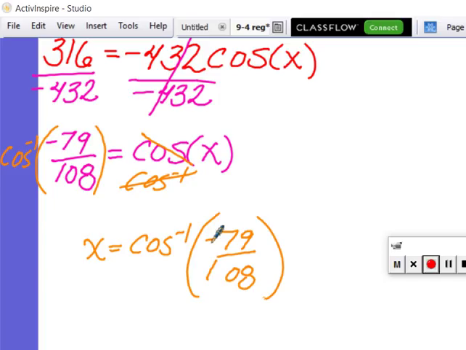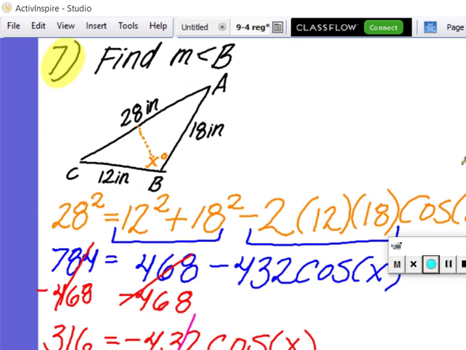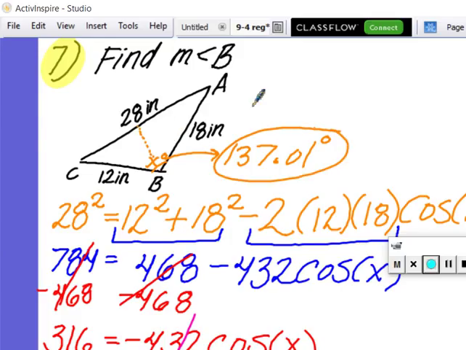And now you'll type it into your calculator. Okay, perfect. That's right. X is equal to 137.01. No, that was in degrees, sorry. That was an angle. So that angle was 137.01, which makes sense. Look at it, it's obtuse. That was a great angle. So we found angle B.